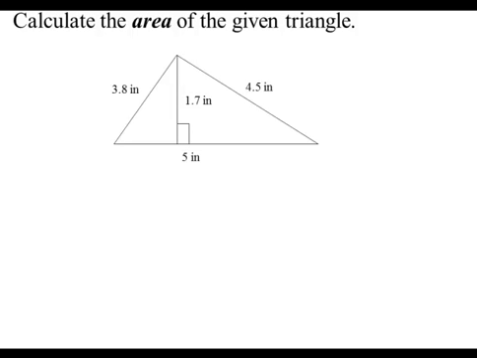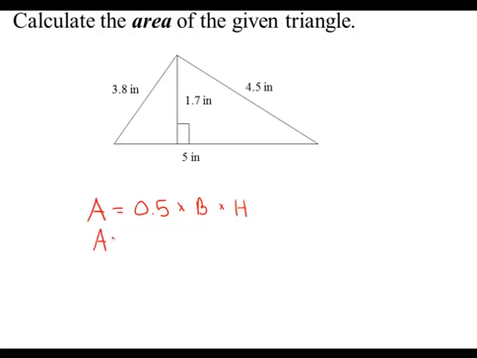Calculate the area of the given triangle. In the last chapter, we learned that area equals 1/2 base times height. Since this is the decimals chapter, we'll use the decimal equivalent of 1/2, which is 0.5. So area is now equal to 0.5 times base times height.